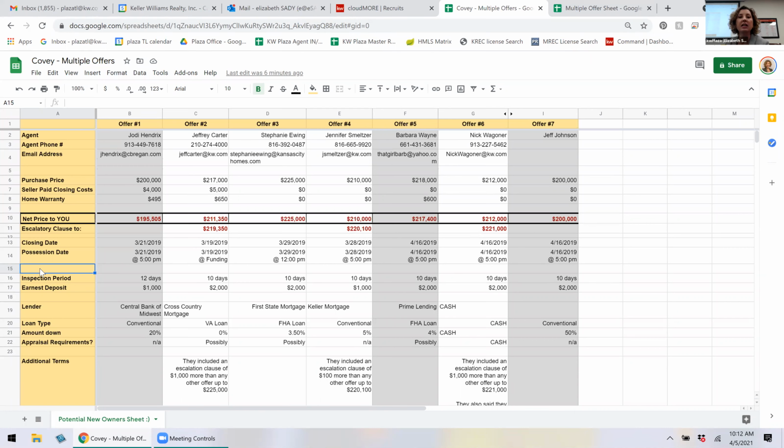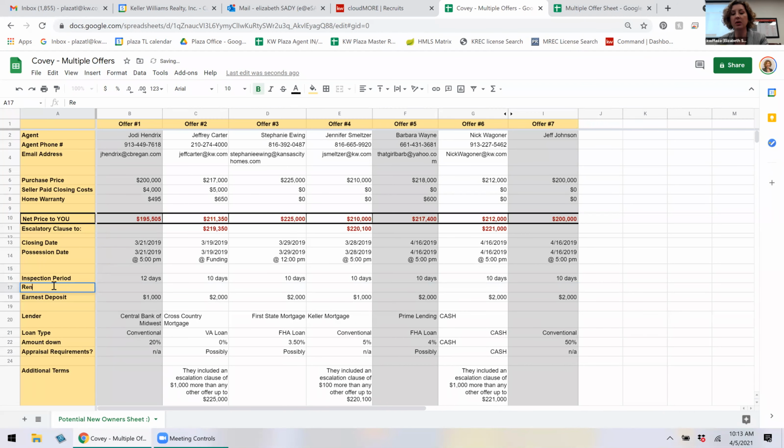Then inspection period. So the next section was inspection period and earnest deposit. Sometimes I would also include the resolution period. So if you wanted to include, underneath inspection period, the renegotiation period, you could, and the reason being that if someone had written an inspection period of 10 days, renegotiation period of 5 days, another offer may very well have put inspection period of 12 days, renegotiation period of 5 days. You're leaving that window open for a buyer for a total of 17 days. So capturing what that is, I think is important for a seller to understand.